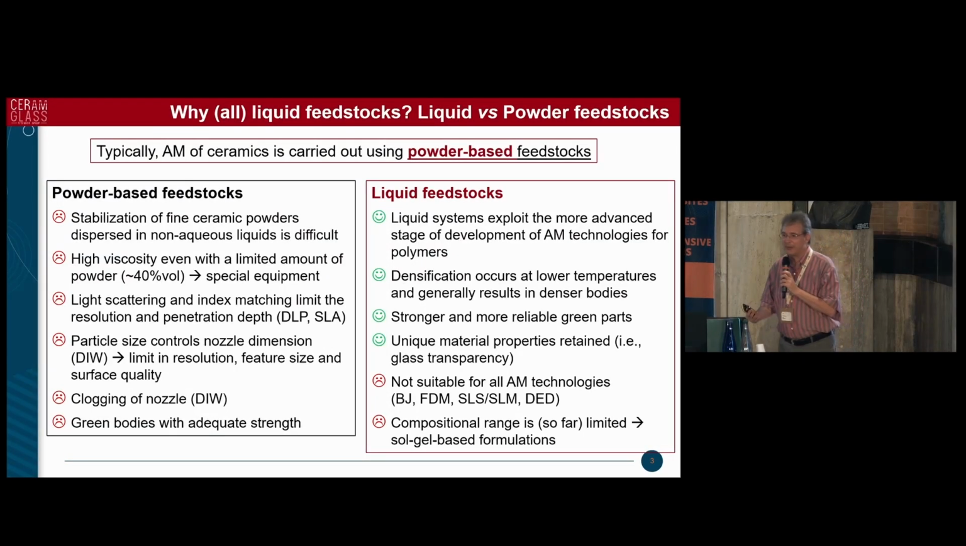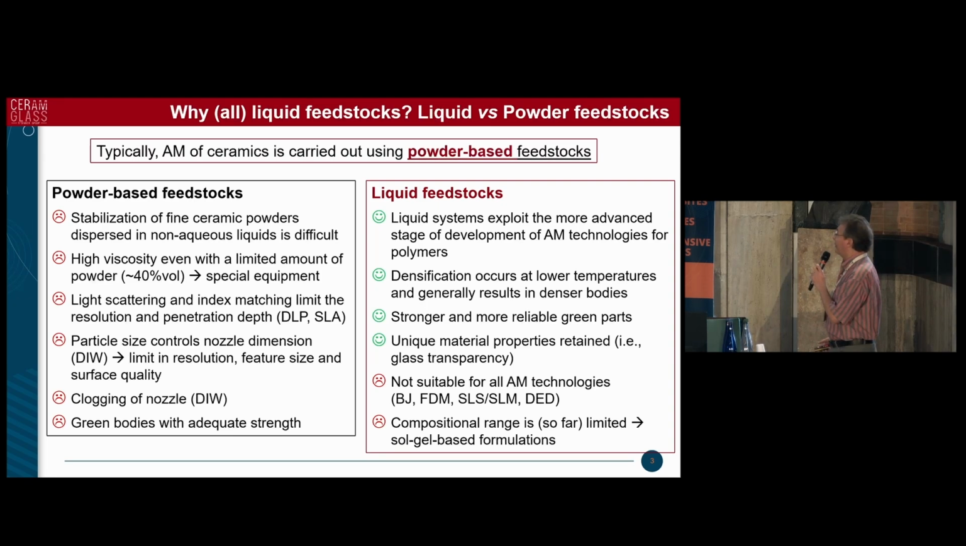My talk will be about processing of ceramic materials using additive manufacturing technologies. I will concentrate the discussion on using liquid-based feedstocks, specifically from precursors. We work on polymer-derived ceramics, we work on sol-gel-based materials, and we also work on geopolymers, all for additive manufacturing.